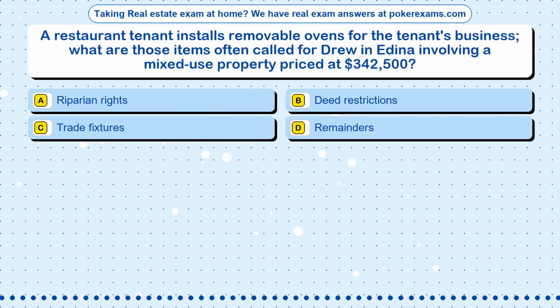Question 67. A restaurant tenant installs removable ovens for the tenant's business. What are those items often called for Drew in a deal involving a mixed-use property priced at $342,500? Option A. Riparian rights. Option B. Deed restrictions. Option C. Trade fixtures. Option D. Remainders.